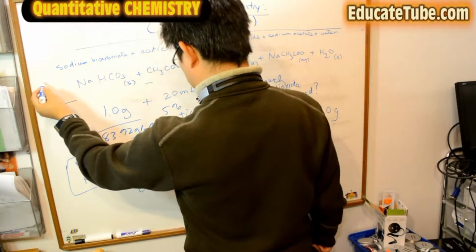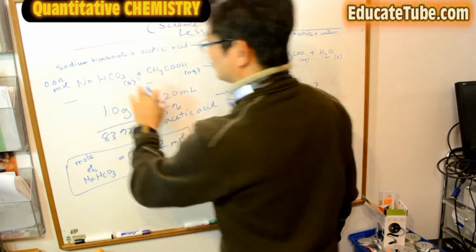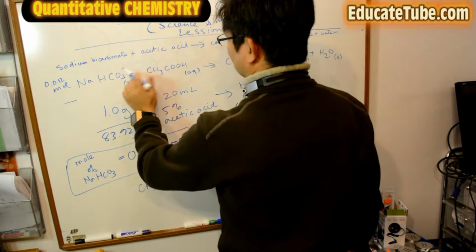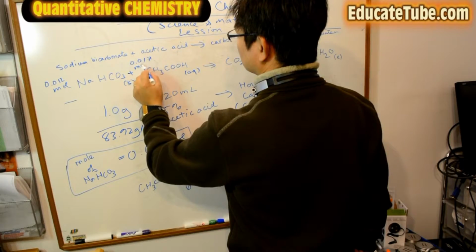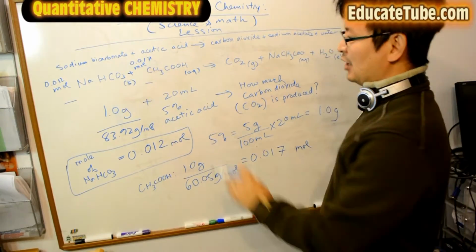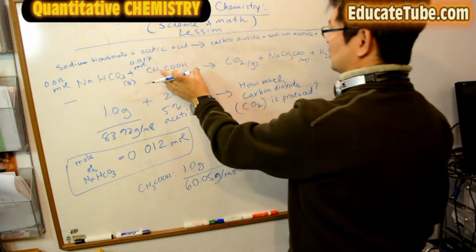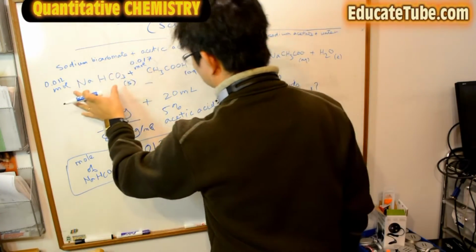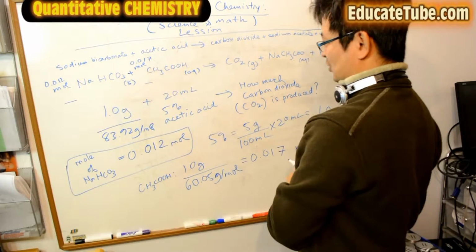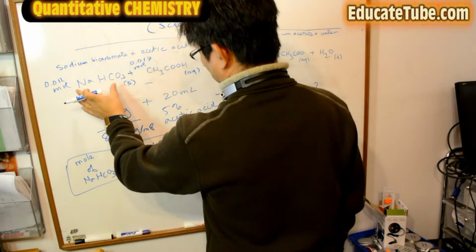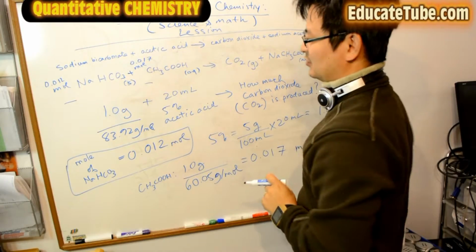So we're going to say this is 0.012 moles of sodium bicarbonate and 0.017 moles of acetic acid. Now if you look at it, it's actually supposed to be 1-to-1. For every molecule of that, you need 1 molecule of that, then produce 1 molecule of CO2. So 1 molecule of sodium bicarbonate plus 1 molecule of acetic acid will give you 1 molecule of CO2.